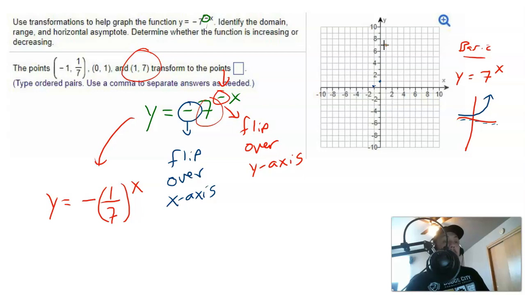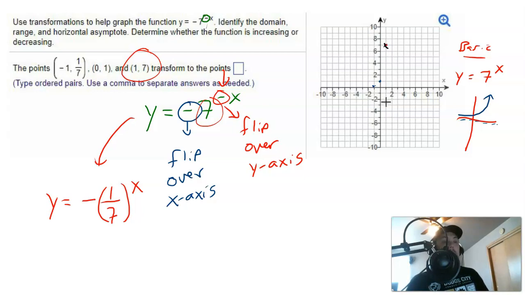So I want to flip this graph over. I'm not going to draw it in, but you can imagine what the graph looks like here. We want to flip it over the x-axis and then flip it over the y-axis. So let's start with this point here. This point that's at 1, 7.